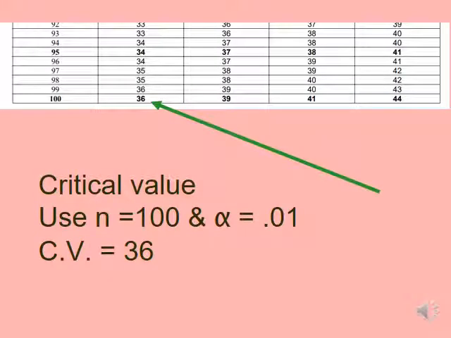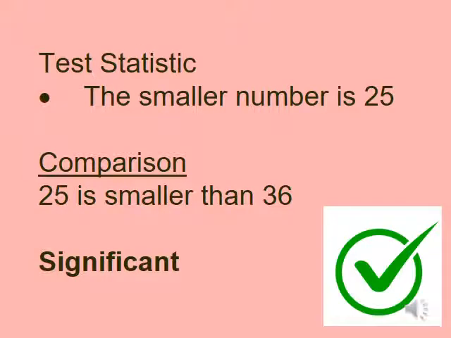This time we'll go to the very last row on the second page of that table, and I want 100 for my n, 75 plus 25, 0.01, which is that first column, and it turns out that my critical value is going to be 36. The test statistic is the smaller group, that's the 25, and it's smaller than 36, so yes, this is a significant result.